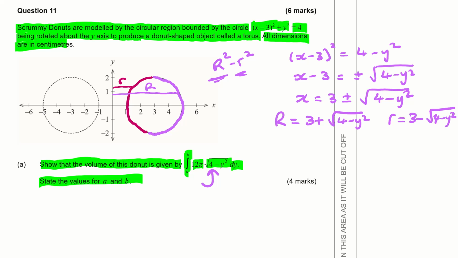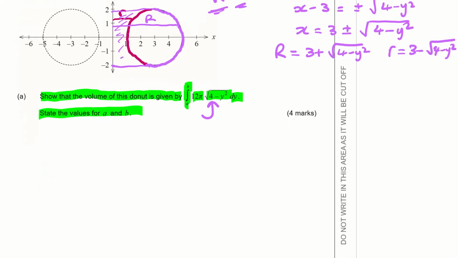Now you can see why we're going to have this R squared minus r squared, because if I do just the big R squared, it would give me a volume that's like that. So I'm going to have to cut away this volume here, which is why I've got the minus r squared. So let's think about that now.